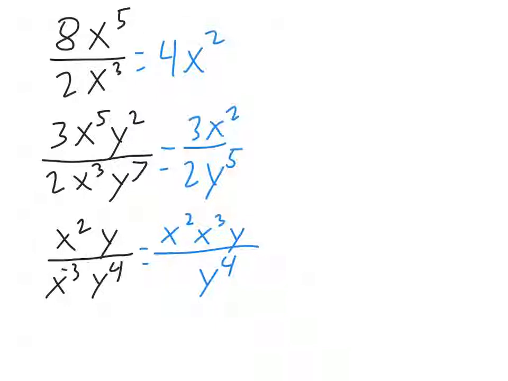Then we look, x squared times x to the third will give us x to the fifth, and then y, which remember by itself we say that there's a 1 there, so y to the first divided by y to the fourth, 1 minus 4 is a negative 3, so it goes on bottom. So y to the third.